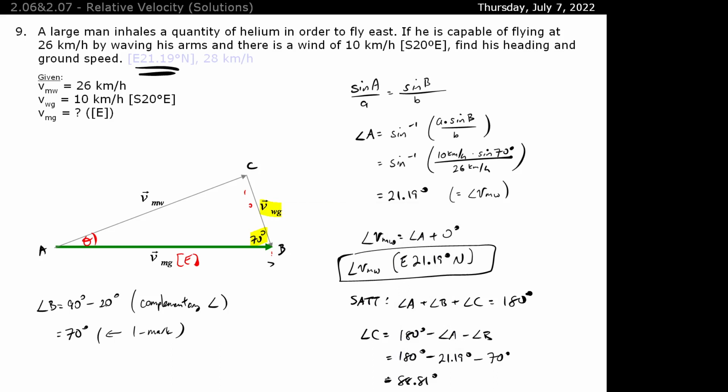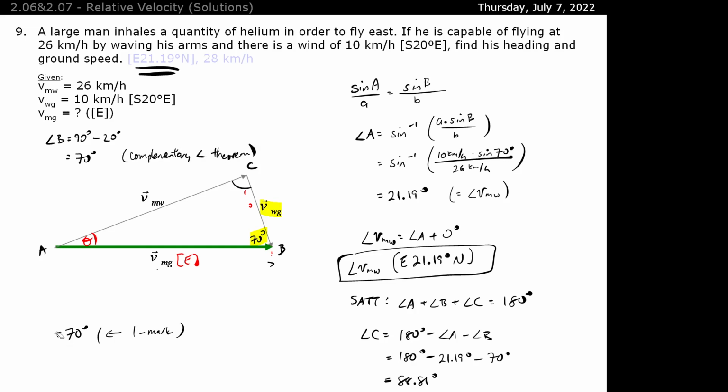88.81 degrees. Okay, so we know angle C, and how are we going to solve for this? Sine law. I would just use sine law, and since I'm running out of space, I'll just write out here angle B is equal to 90 degrees, subtract 20 degrees, which will equal 70 degrees, and this is due to complementary angle theorem. There you go for that 1 mark.